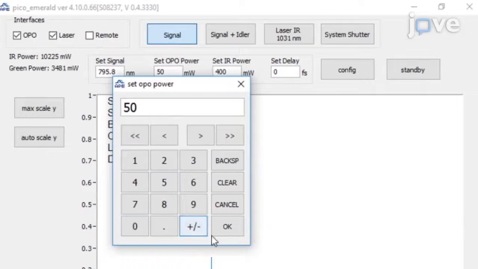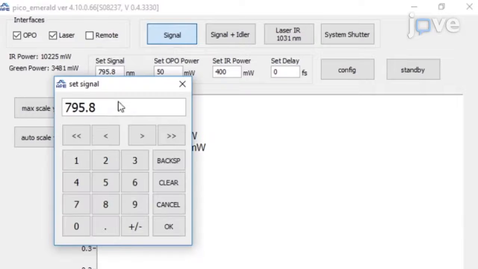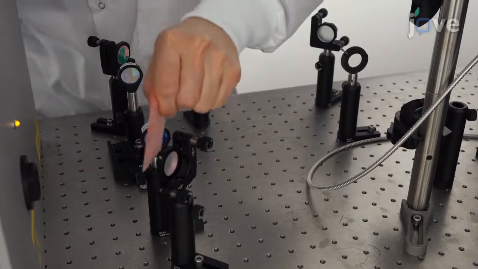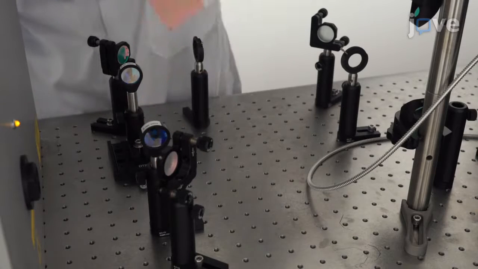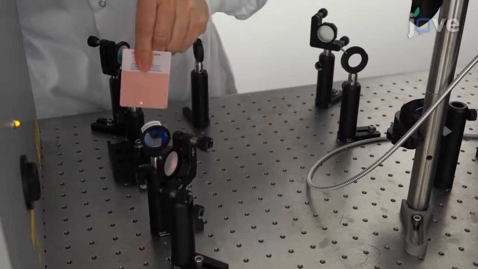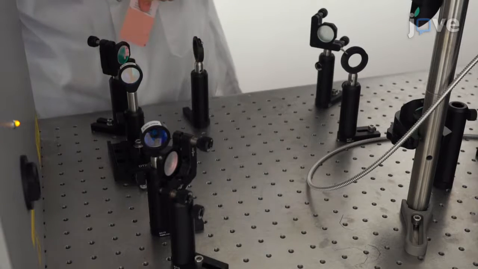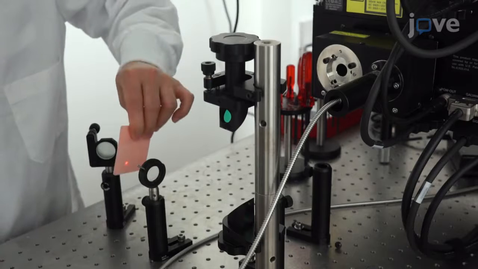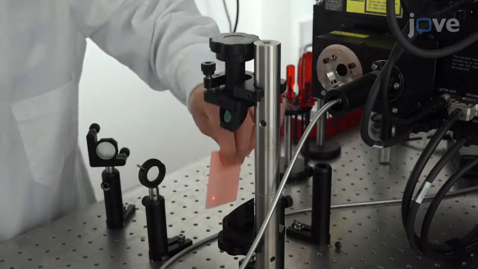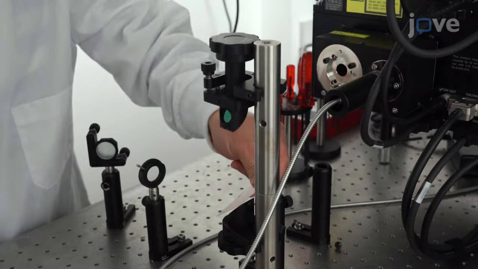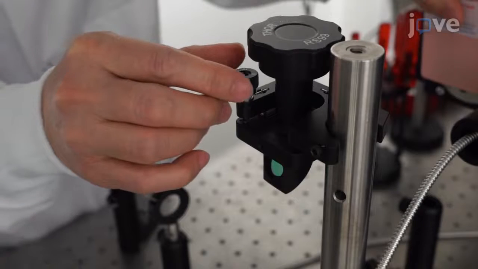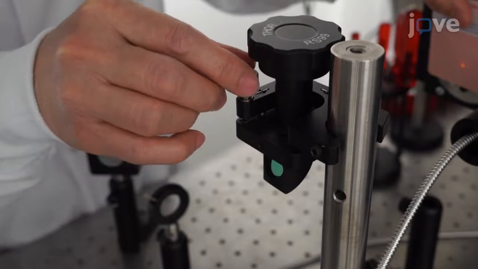Lower the pump laser power to 50 milliwatts and set the pump signal to 750 nanometers. Use a beam expander to adjust the beam diameter to fit the back aperture of the microscope objectives. Use two relay mirrors, M1 and M2, to guide the laser beam to the periscope, and set the knobs of the periscope at the center of the tuning range.